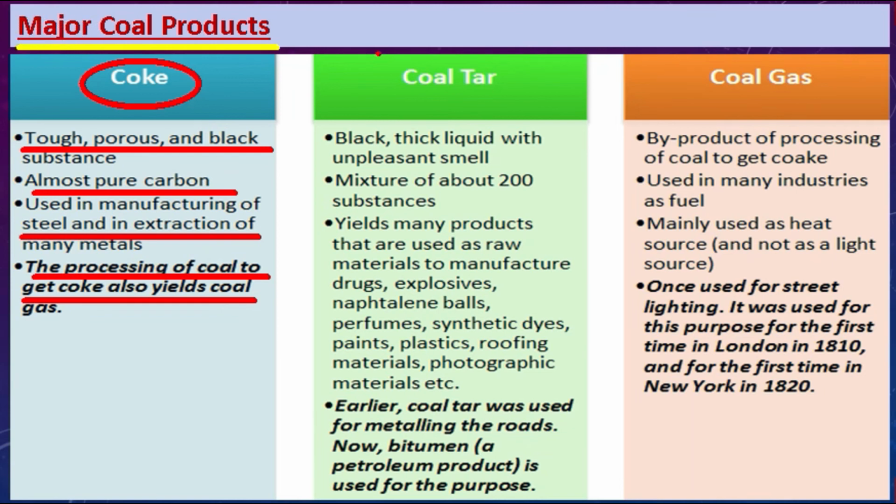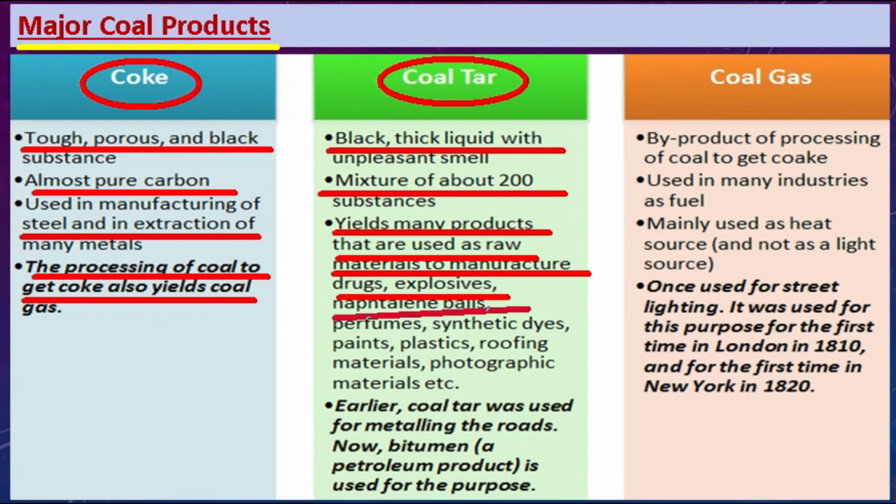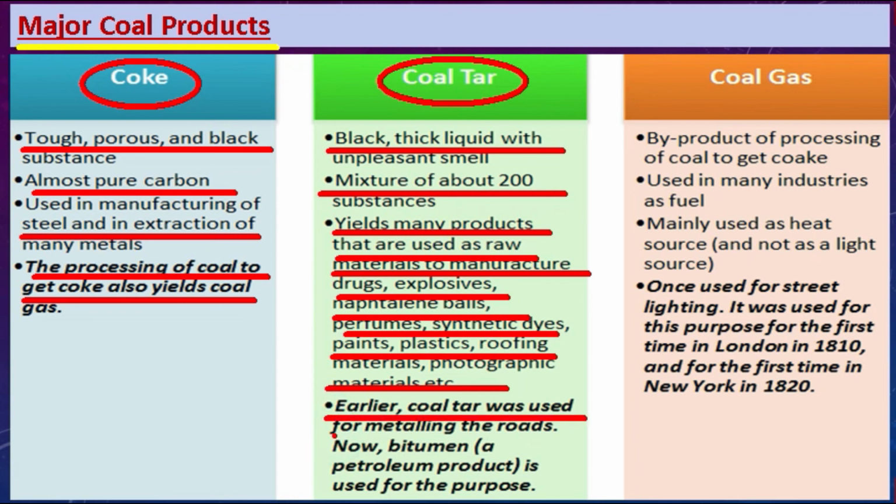The next major product of coal is coal tar. Students, this coal tar is basically a black, thick liquid with a very unpleasant smell. And this coal tar is basically a mixture of about 200 substances. That's why it gives a very unpleasant smell. And that's why it is used as raw material to manufacture drugs, explosives, naphthalene balls, perfumes, synthetic dyes, paints, plastics, roofing materials, photographic materials, etc. And students, as you all know, this coal tar is also used for metaling the roads. But nowadays bitumen, a petroleum product that you will read about in a further section, is used for this purpose, meaning metaling the road.